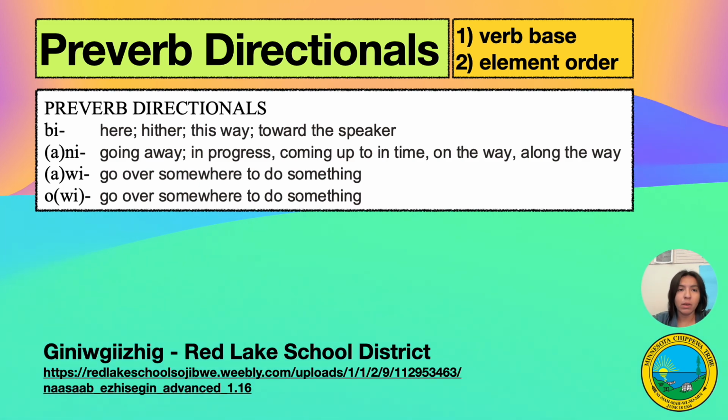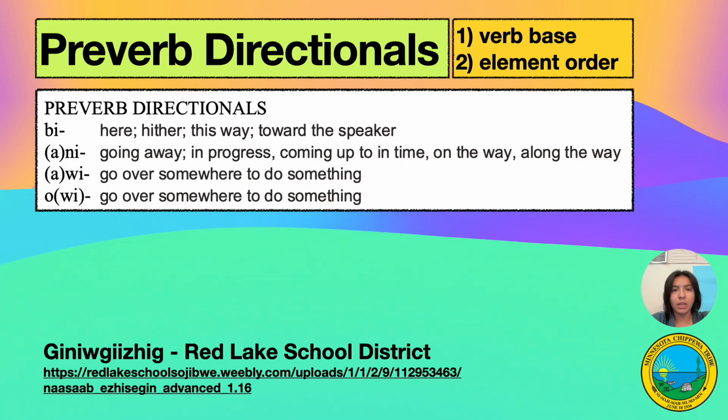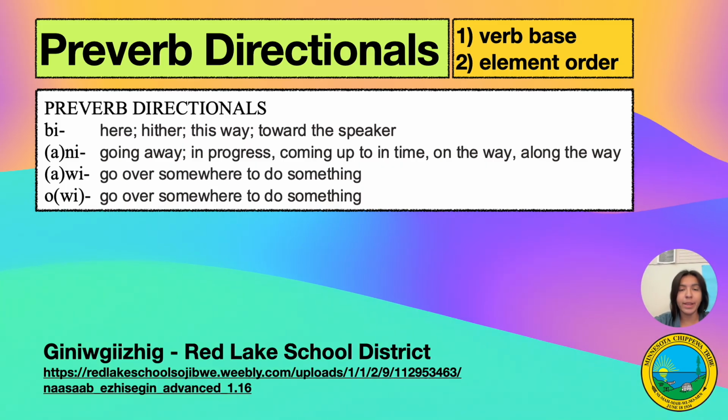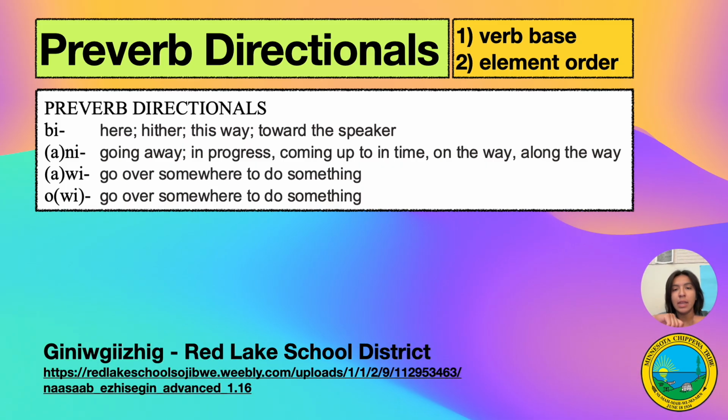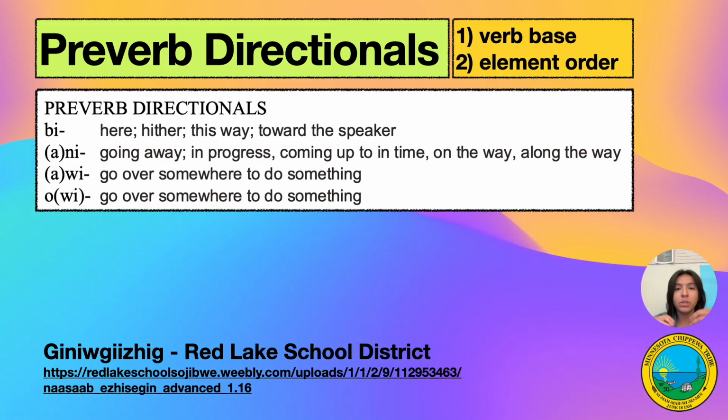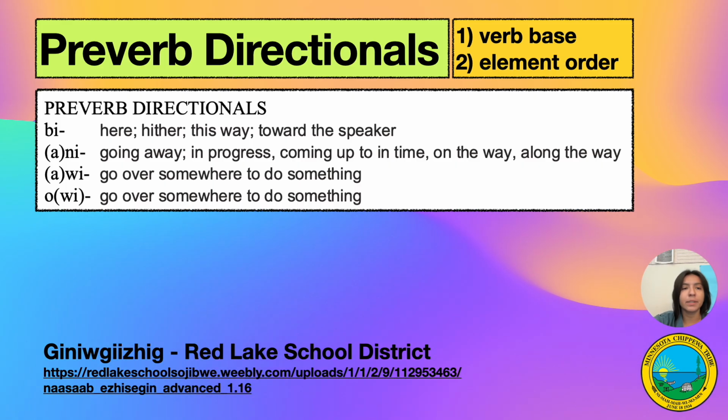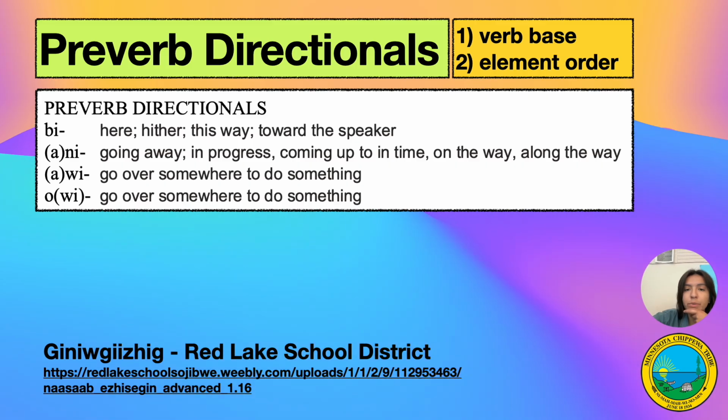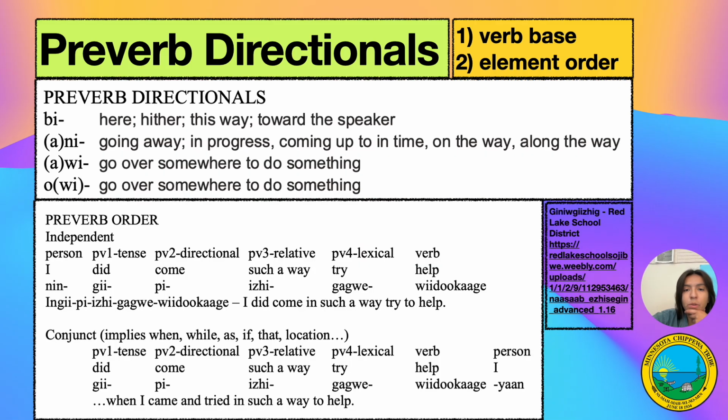Ane is going away, in progress, coming up to in time, on the way, or along the way. And really, it means what you come to understand it to mean. So this might not be an all-inclusive list. Away, go over somewhere to do something. So those are our preverb directionals, briefly reviewed.